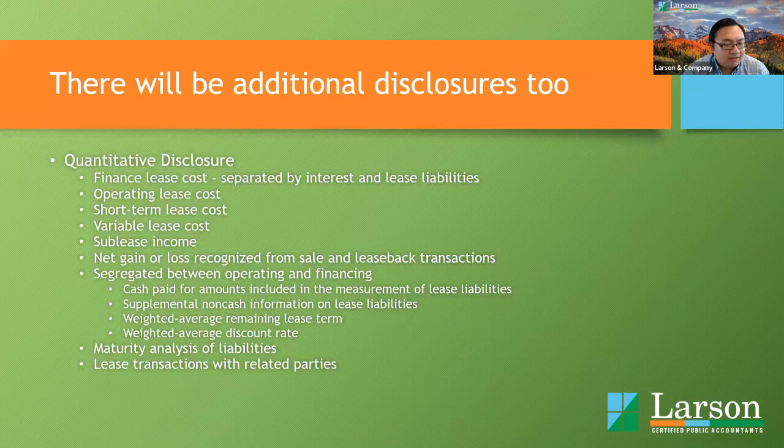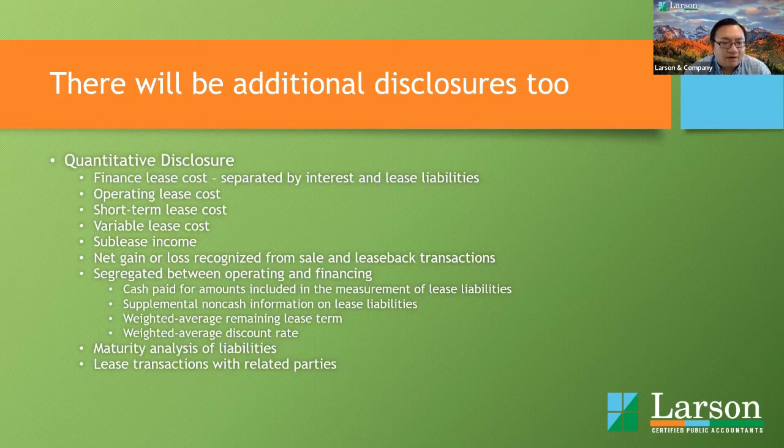Your short-term lease can't disclose the total cost of that as well. Variable lease considerations that you pay, you'll need to disclose that separately from your fixed, and any sublease income, you need to disclose that fully as well in the tabular format. Well, it doesn't have to be tabular format, but that's probably the easiest way to do it. Net gain or loss recognized from the sale and leaseback transactions, if you have that.